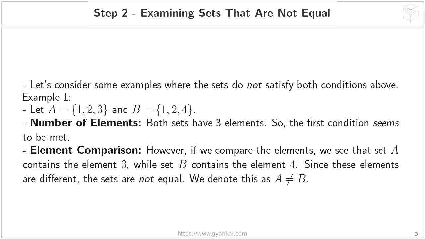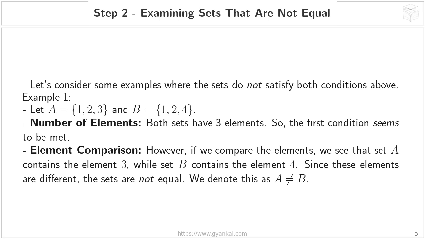However, we need to check the second condition. Do they contain exactly the same elements? If we carefully compare, we see that set A contains the number 3, while set B contains the number 4. These are different elements. Because of this difference, even though they have the same number of elements, the sets A and B are not equal. We represent this mathematically by writing A is not equal to B. Keep this in mind as we move forward.